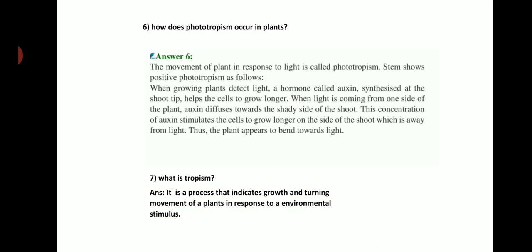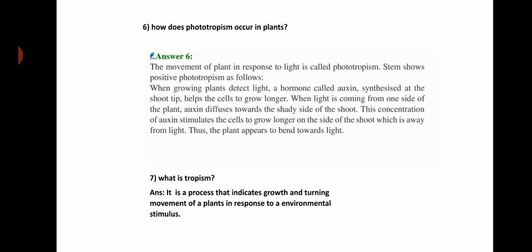The auxin that secretes in the darker side of the plant, not to the part which is towards the light, and this concentration of auxin stimulates the cell to grow longer on the side of the shoot which is away from the light. So thus the plant appears to bend towards light. Okay, so due to this the plant bends towards the light. Clear? So auxin secretes more in the darker side of the plant. Due to that growth the plant bends towards the light.